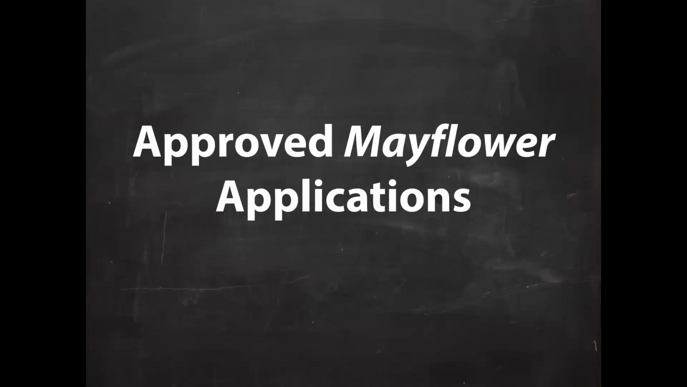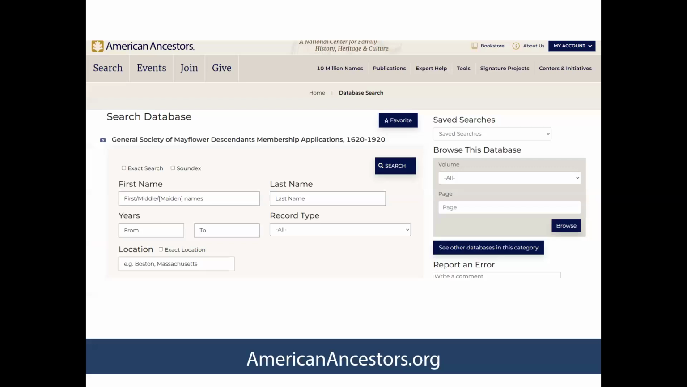Now, another database that we were excited to partner with GSMD on is approved Mayflower applications. We contracted with the General Society of Mayflower Descendants to upload approved membership applications for anyone born 1920 or earlier. That's why you see that date frame going from 1620 to 1920. So perhaps you have someone in your family, maybe a parent, a grandparent, or great-grandparent, who joined the General Society of Mayflower Descendants. You could try searching for someone in your family line more recently and see if they might have joined as well and be able to see their application.